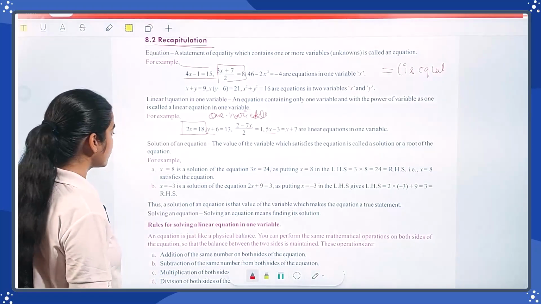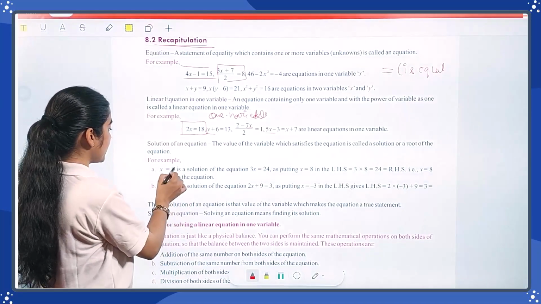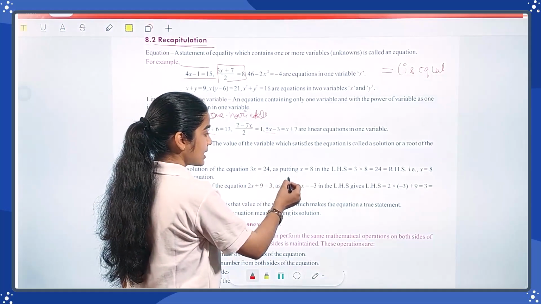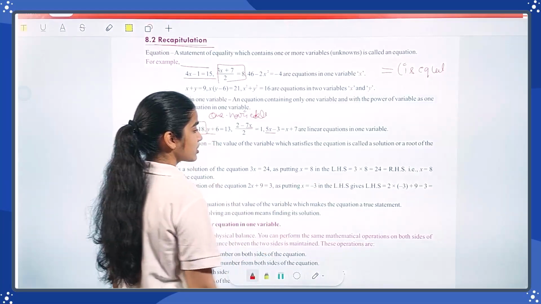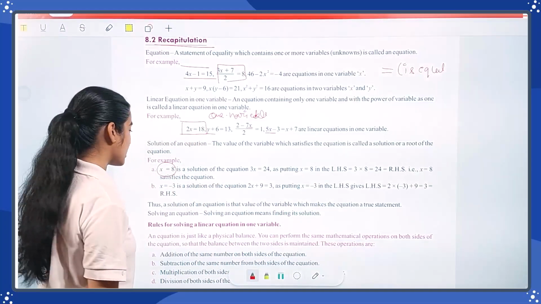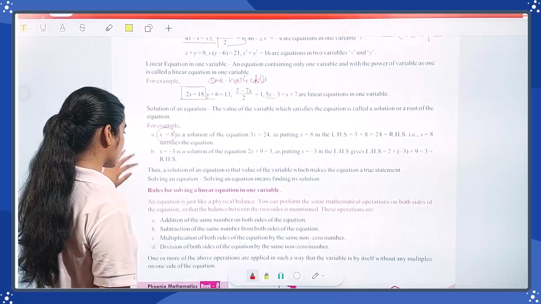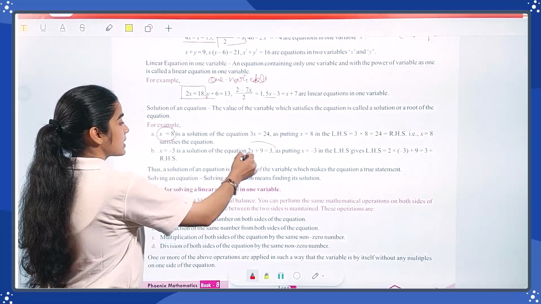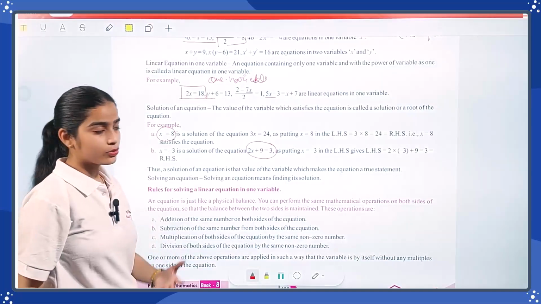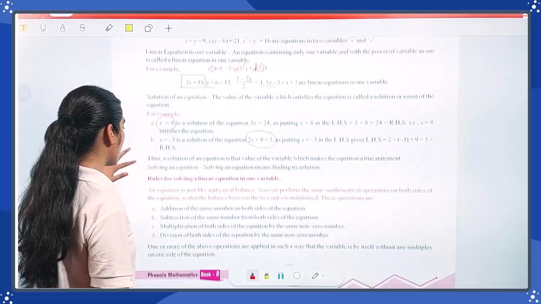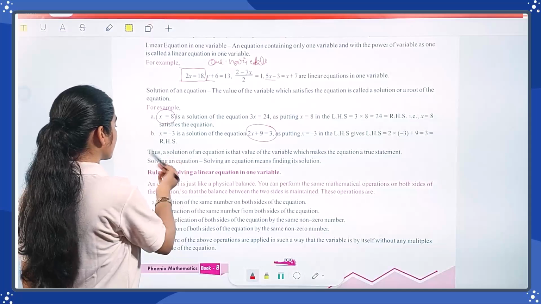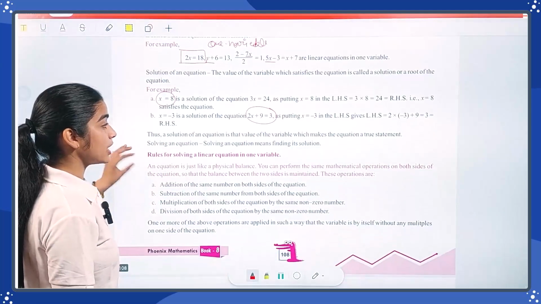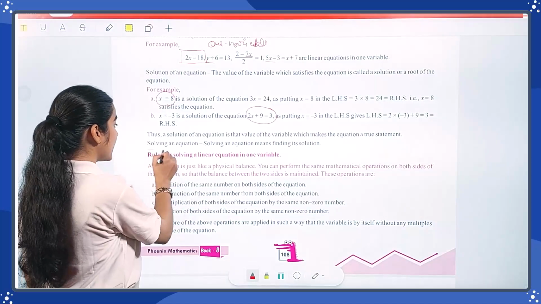Now solution of an equation: the value of the variable which satisfies the equation is called a solution or root of the equation. For example, x is equal to 8 is a solution of the equation 3x is equal to 24, as putting x is equal to 8, the LHS is 3 multiplied by 8, which satisfies the equation. x is equal to minus 3 is the solution for 2x plus 9 is equal to 3, as putting x is equal to minus 3, your LHS will be equal to 3. So a solution of an equation is that value of the variable which makes the equation a true statement.